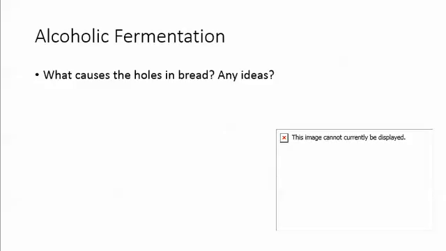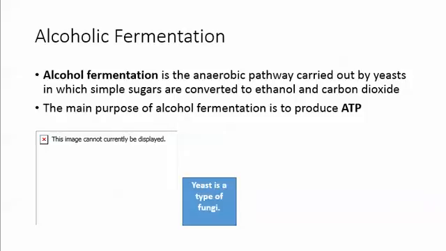Now, what about alcoholic fermentation? Let's go ahead and talk a little bit about that. So think about the holes in bread. Does anybody know where those come from? Holes are caused by the yeast in the bread. They go through this process called alcoholic fermentation. Alcohol fermentation is an anaerobic process that is performed by yeast, where simple sugars like glucose or fructose are converted to ethanol and carbon dioxide.